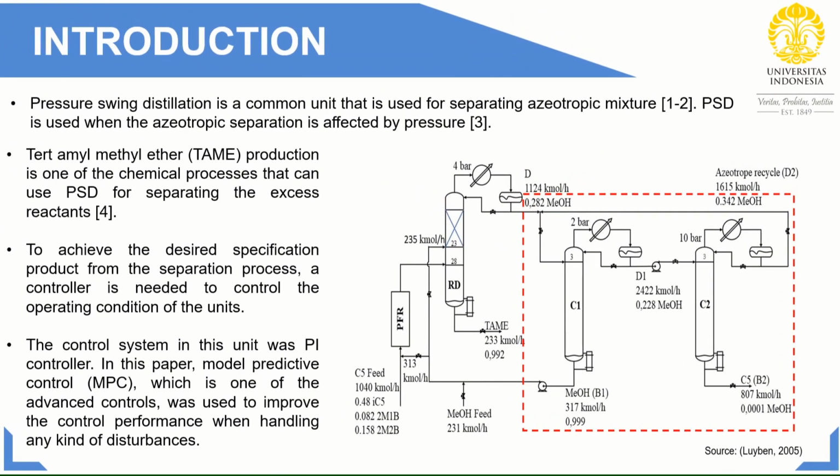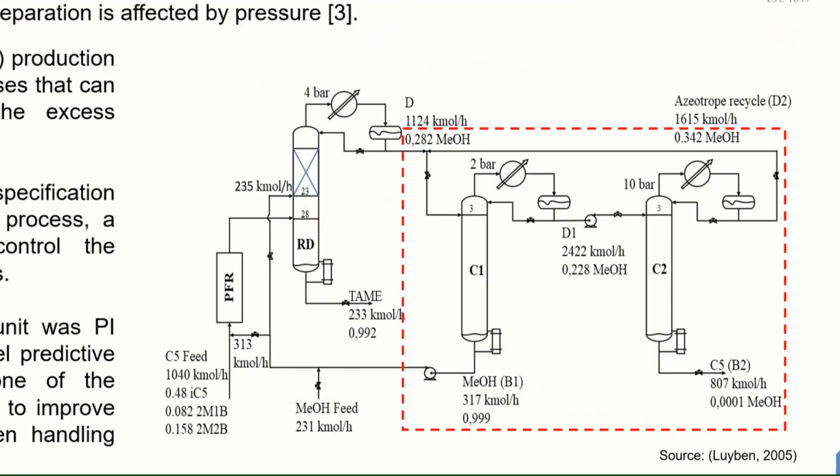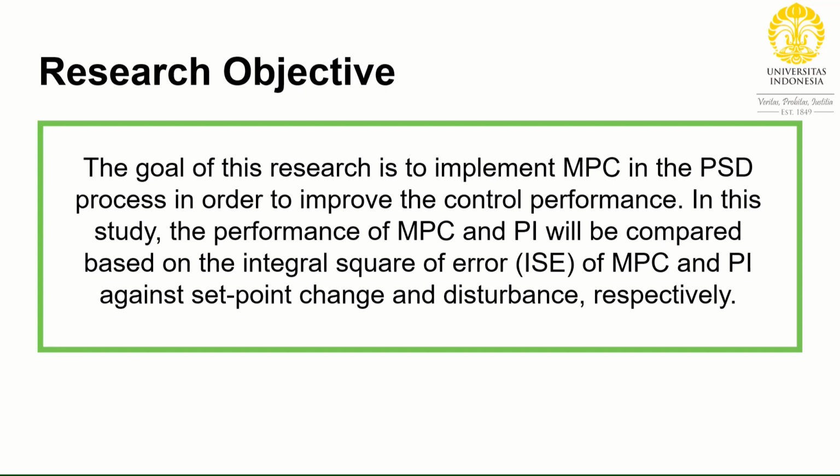To achieve the desired product specification from the separation process, a controller is needed to control the operating conditions of the units. The control system in this unit was PI control, but as we know, PI control has some drawbacks. So in this paper, Model Predictive Control, or MPC, which is one of the advanced controls, was used to improve the control performance when handling any kind of disturbances. The goal of this research is to implement MPC in the PSD process in order to improve the control performance.